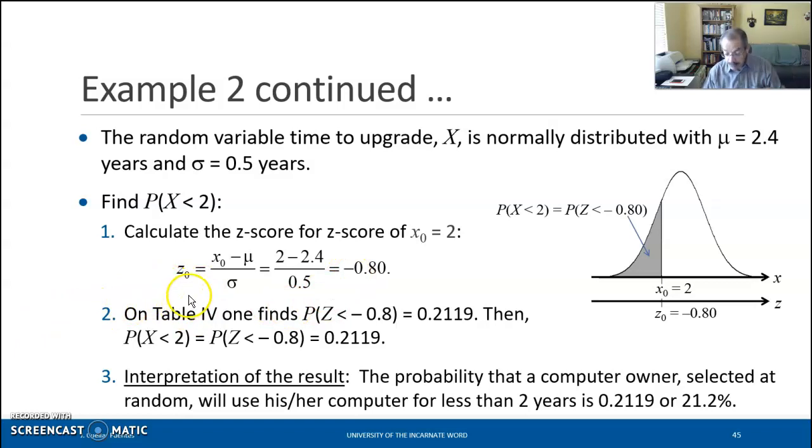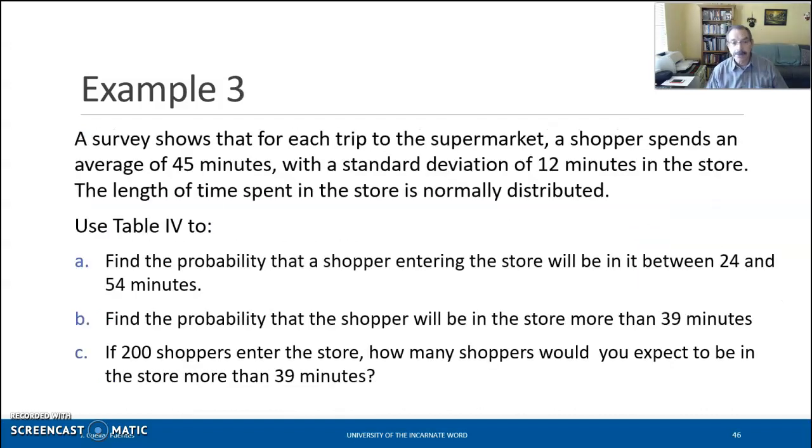Right? So the third step, once you have found the probability, is to interpret that probability. So the probability that a computer owner selected at random will use his or her computer less than 2 years is 0.2119, or 21.2%. Now, I'm going through all the trouble to interpret these probabilities because this is what I'm going to ask you to do in the quizzes and exams. Interpret your results, always.